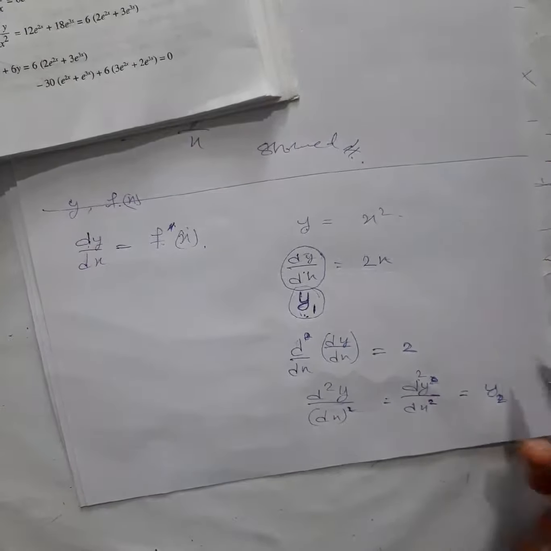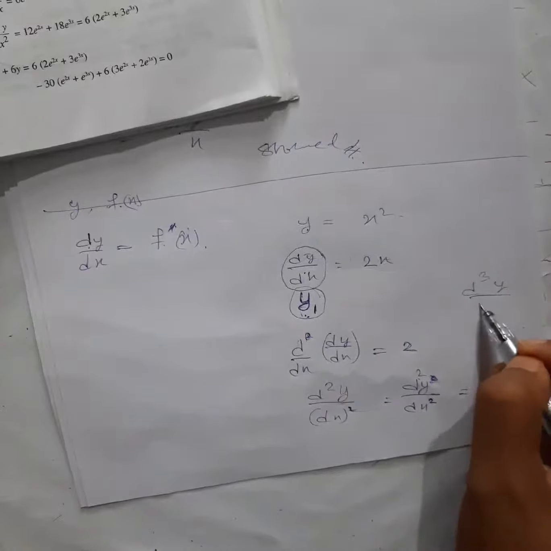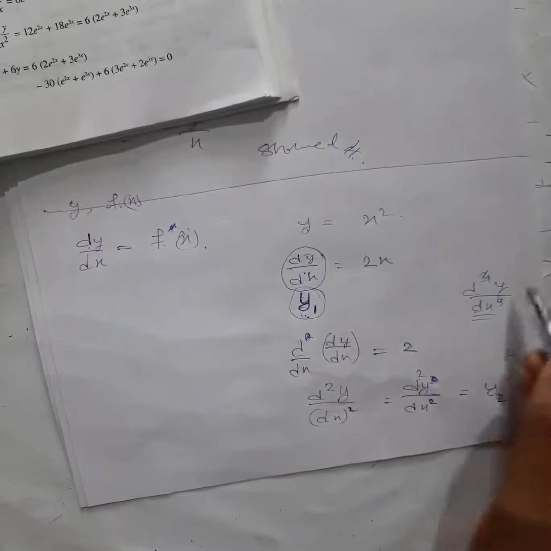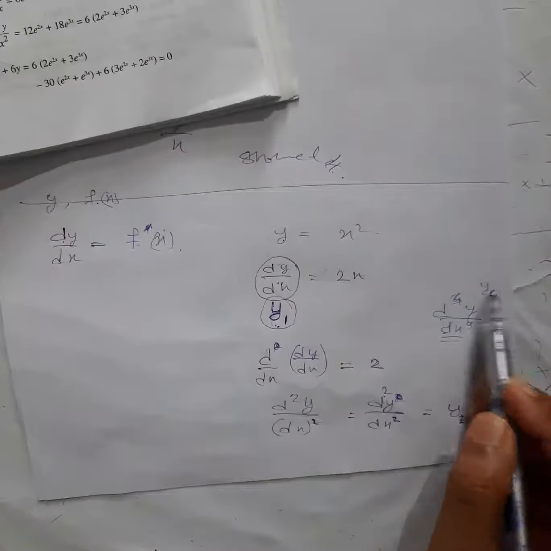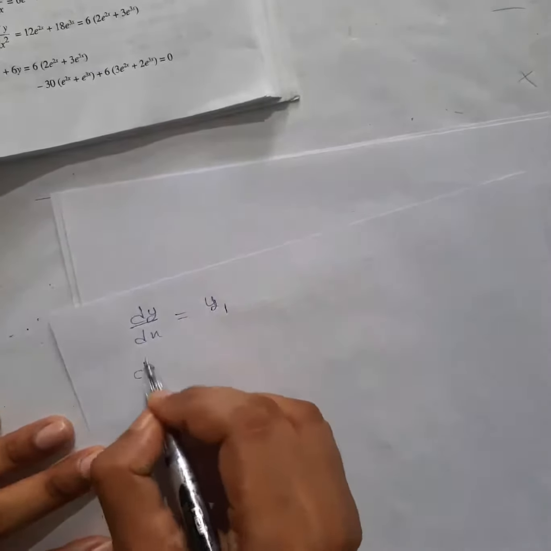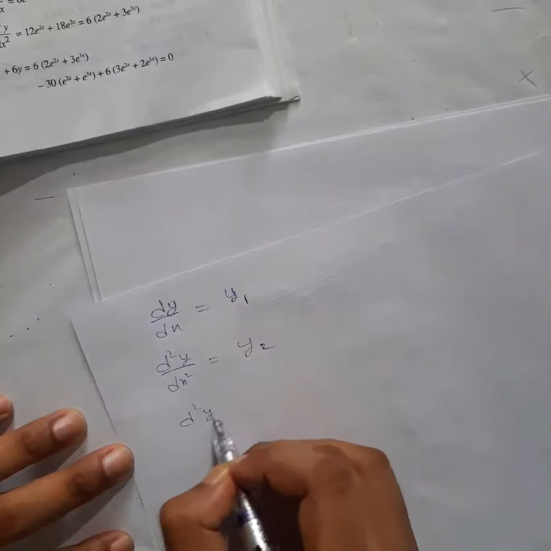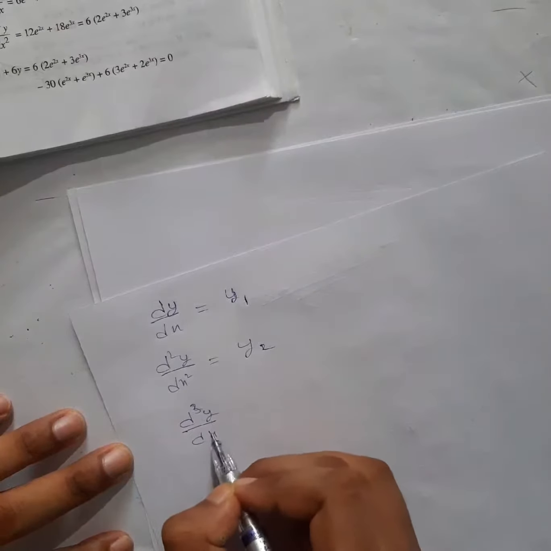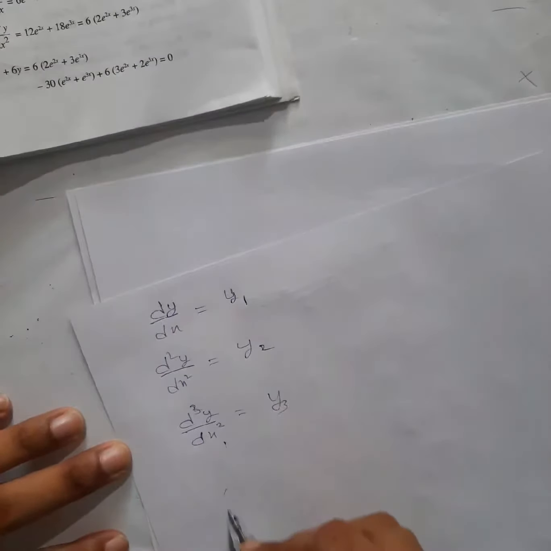Okay, y2. In this way, for third order, y3, and like that it will go on. d cube y by dx cube for third order differentiation. For fourth order, 4 here, 4 here, so in y terms it will be y4. So don't forget this one. You can notate this as dy by dx, y1; d square y by dx square, y2; d cube y by dx cube is equal to y3, and so on. It will go on like this.